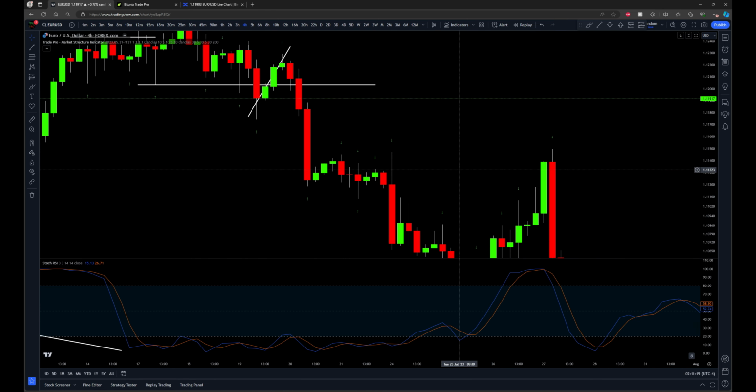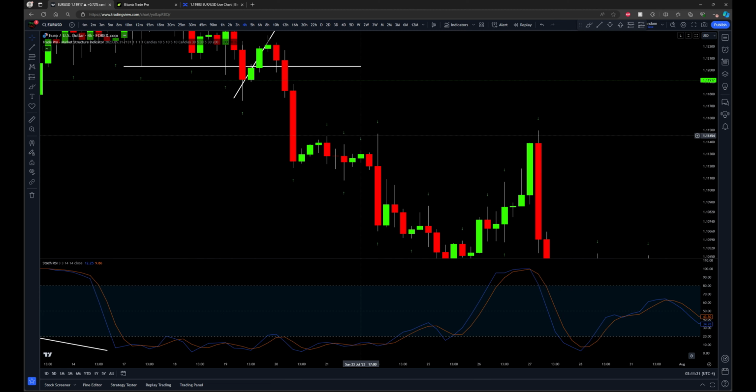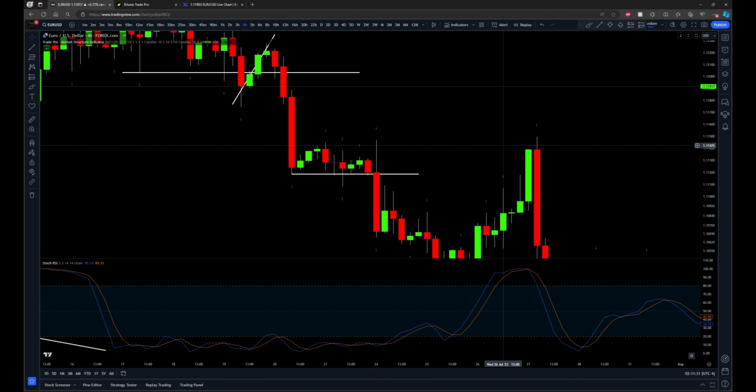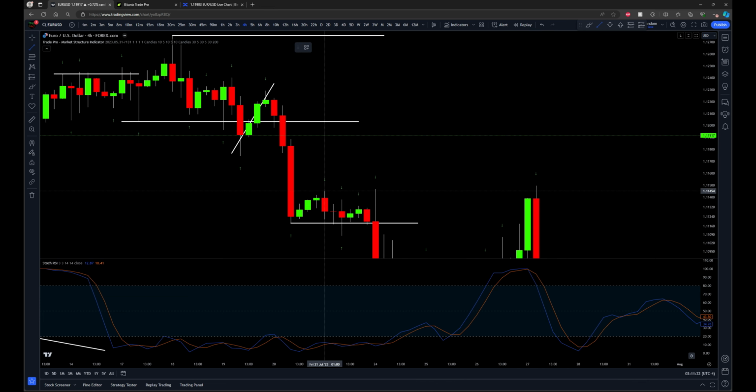It does. So let's put in our new structure once we get a more complex pullback, right? Right here is that time where we get that complex pullback. And so let's put it in. Expecting bearish continuation. So let's update our structure.